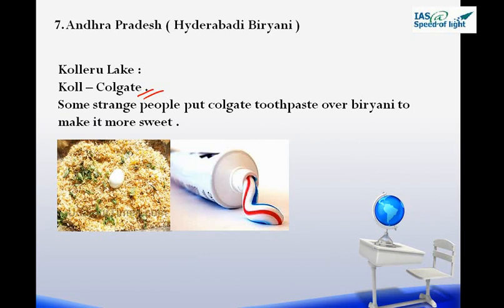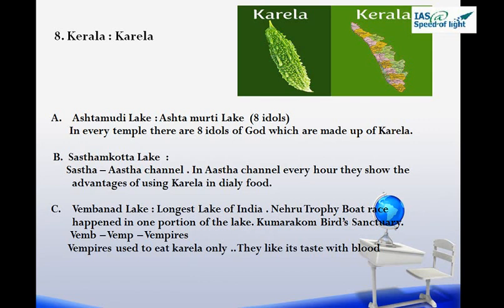Let's move ahead. Next state is Kerala. First lake is Ashtamudi Lake. Now, if you divide this whole word, Ashta means eight, and Mudi means Murti or idols. So in every temple, there are eight idols of God which are made of Kerala. So it is very important. If you are making one temple, you should have eight idols of God or lords which are made of Kerala. Otherwise, that temple will not give its full blessings. So Ashtamudi, eight idols of Kerala.